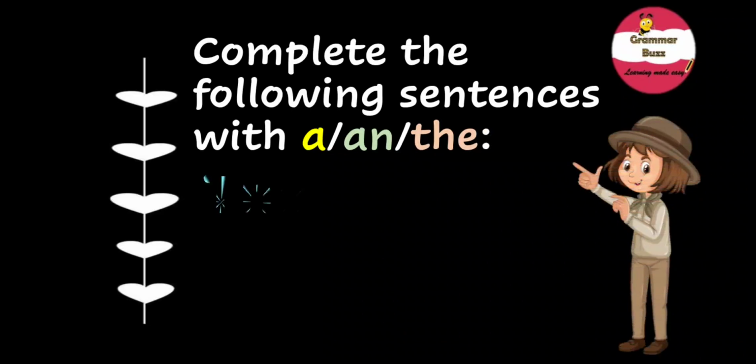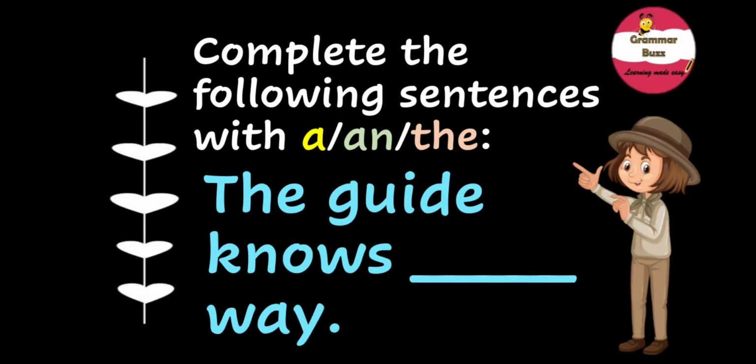So here comes the first one for you. It says, the guide knows dash way. Hey, what do you think is the correct article to use in this sentence? Can you spot it? I think you have already done that, and you are quite right. It is the. The guide knows the way, because here we are speaking of a definite way or a specific way. Absolutely correct. Well done.